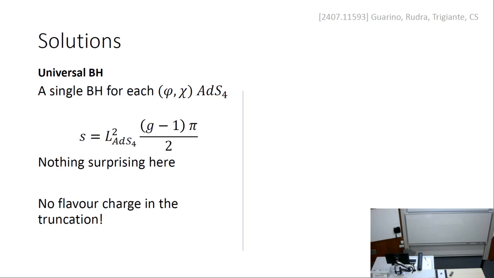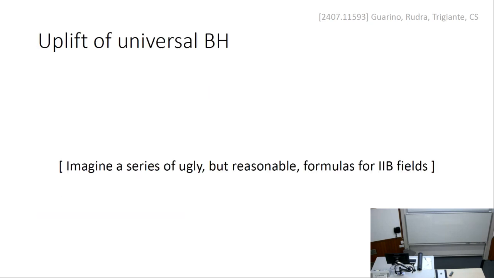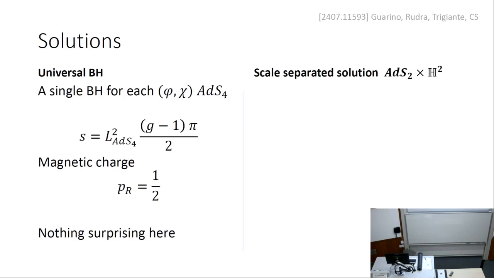Okay. So these universal black holes, you can use exceptional field theory, and you can uplift them to type IIB supergravity, as you can see here. I've uplifted them to type IIB supergravity. You don't learn a lot by doing this for the universal black holes. You can read the formulas in the paper if you are very, very interested.